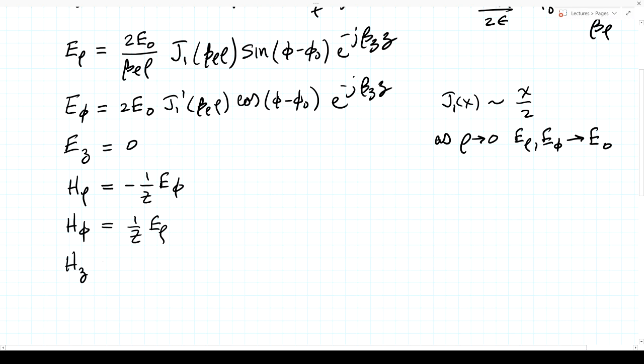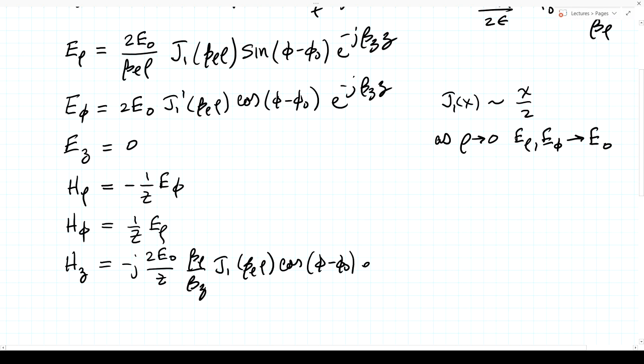And then Hz is minus j 2E0 over Z, beta rho over beta z, J1(beta rho rho), cosine of phi minus phi 0, e to the minus j beta z z. And again, Z is omega mu over beta z, the TEz wave impedance.